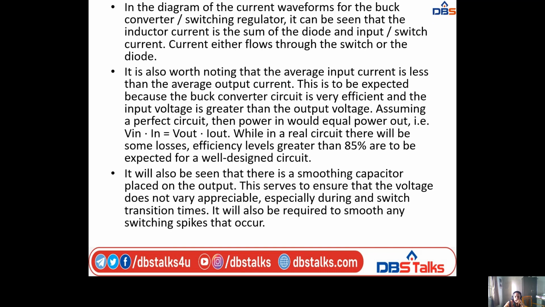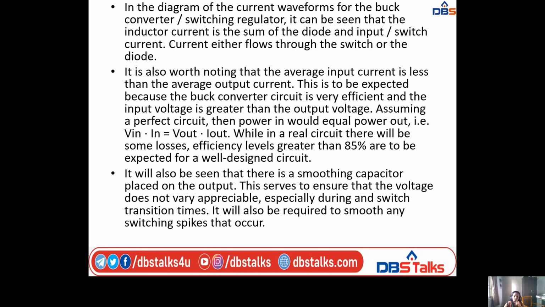In the diagram of current waveforms of the buck converter switching regulator, it can be seen that the inductor current is the sum of the diode current and the switch current. The current either flows through the switch or the diode. So the inductor current is the sum of the diode current and the switch current, the switch being the input current.